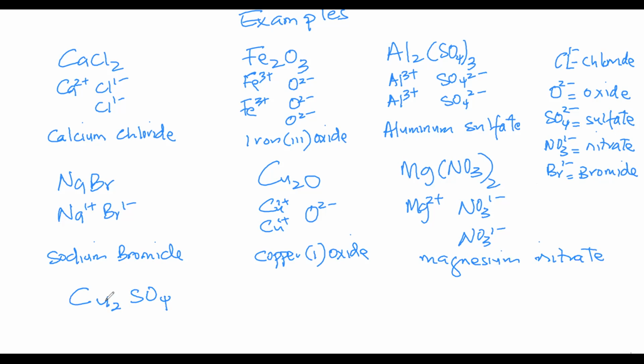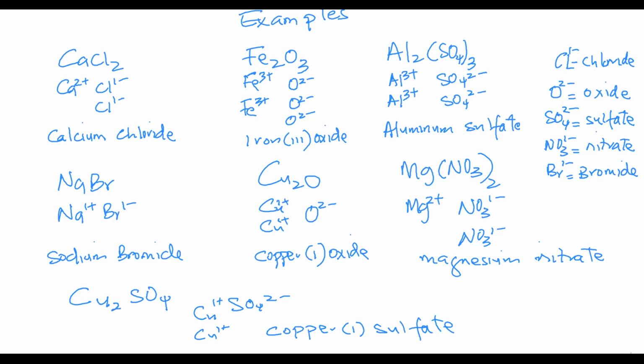If you have something like this, how will you name it? This is a transition metal, and this is a polyatomic ion. There's 1 of this, there's 2 of this, right? So this will be copper 1 sulfate. So in this example, we know that for an ionic compound with a transition metal, we name the ionic compound with the polyatomic ion.